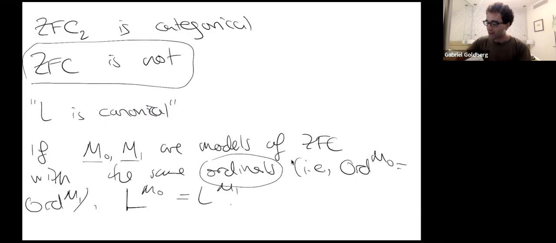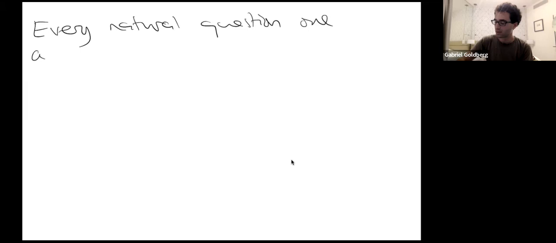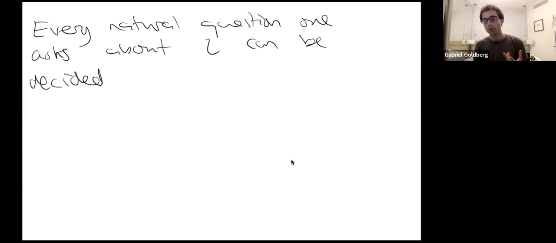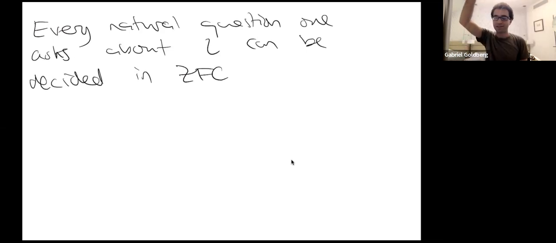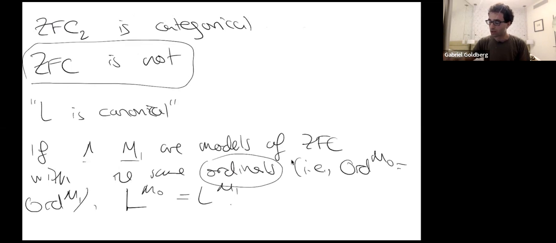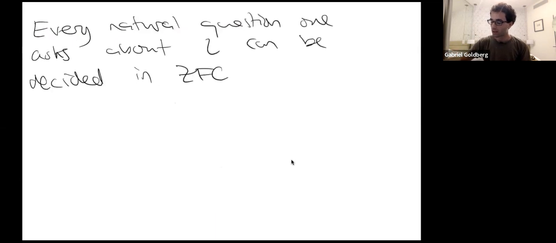And in practice, this has the effect that every natural question one can ask about L can be decided, so not necessarily in ZFC, because ZFC might not be able to tell you about what kind of ordinals exist in L. So there's this problem that L is only uniquely determined up to the ordinals of the model in which it's built. So not in ZFC, but in ZFC plus large cardinal axioms.